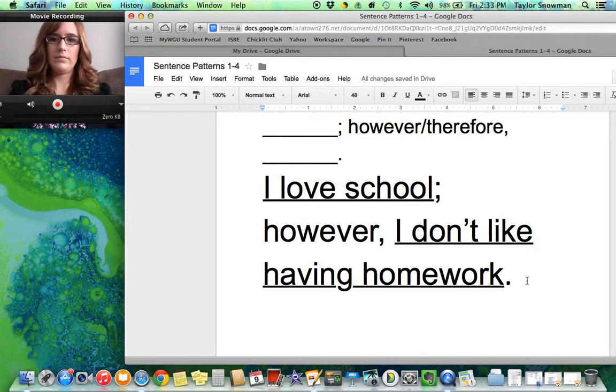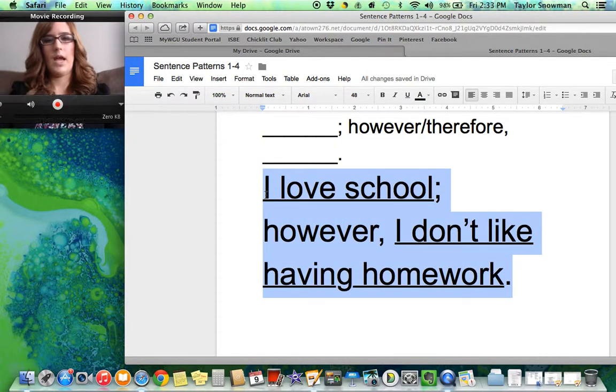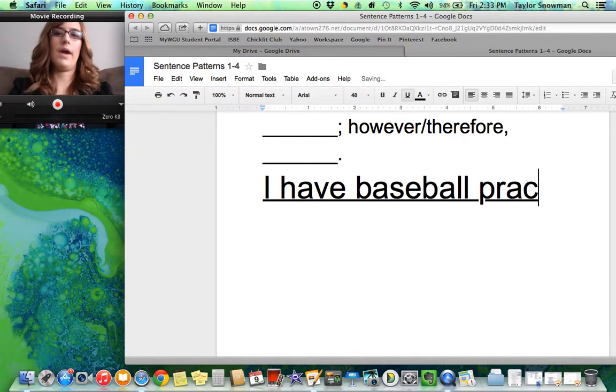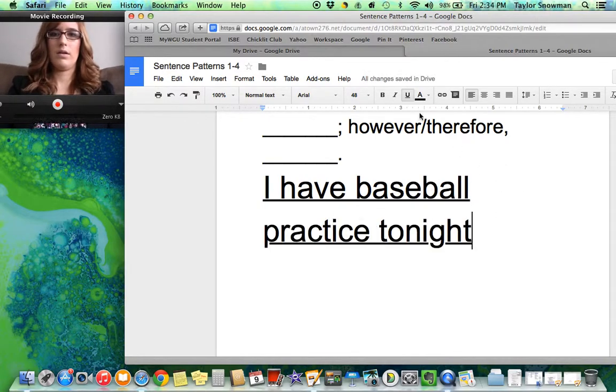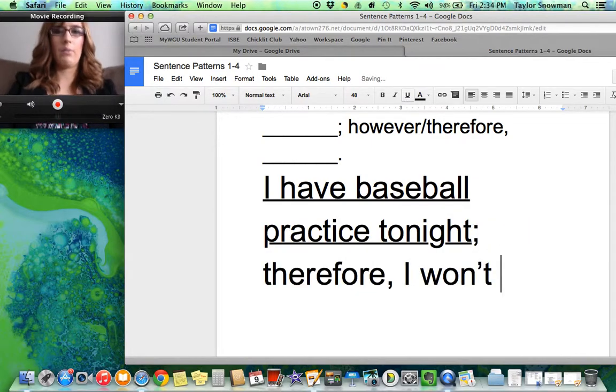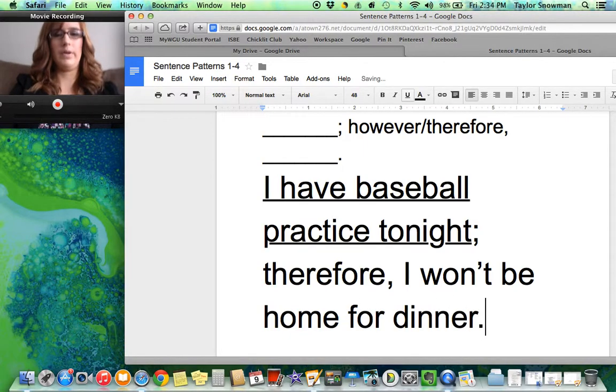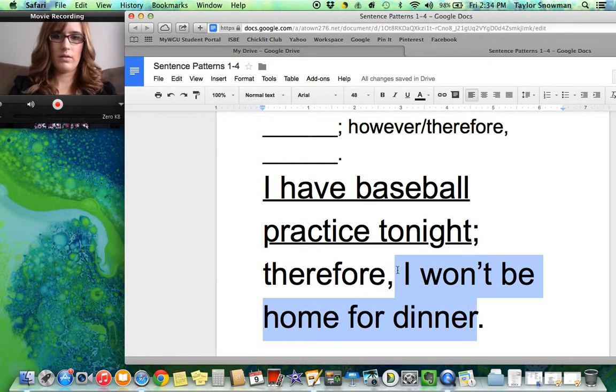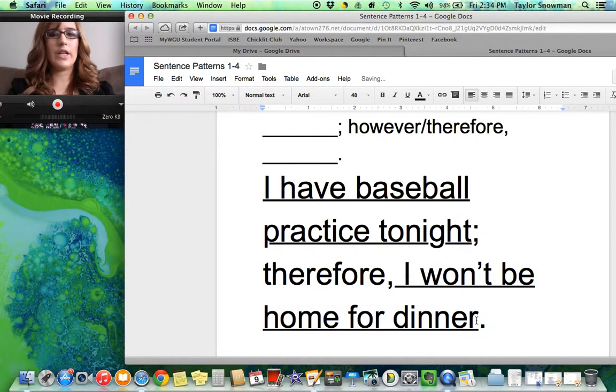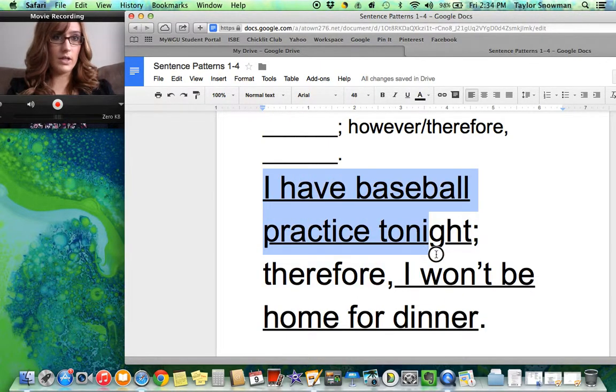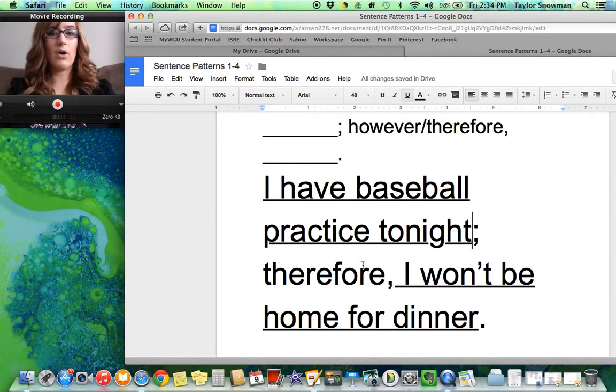So let's try another one. I have baseball practice tonight. Semicolon. Therefore, comma, I won't be home for dinner. Period. So, I won't be home for dinner. That could stand on its own. That's an independent clause. I have baseball practice tonight. That could stand on its own. It's another independent clause. Put them together with a semicolon, therefore, or however, and a comma, and you have yourself a pattern 8.